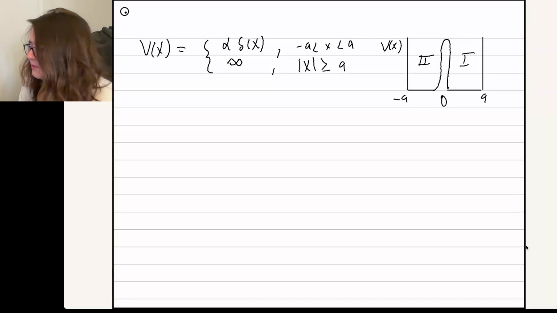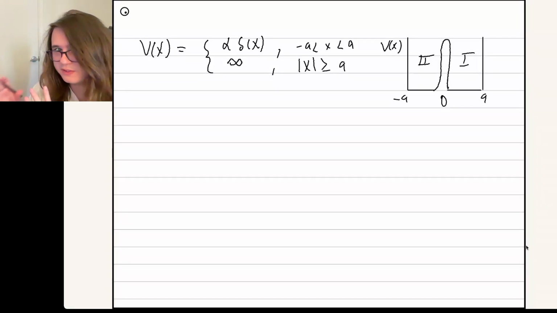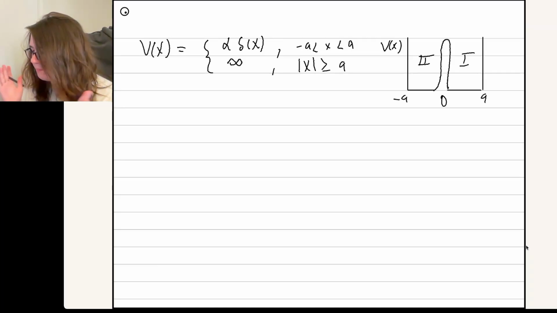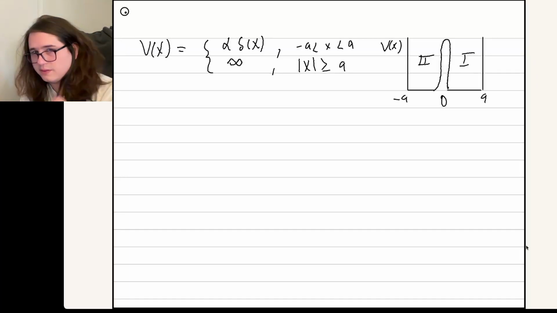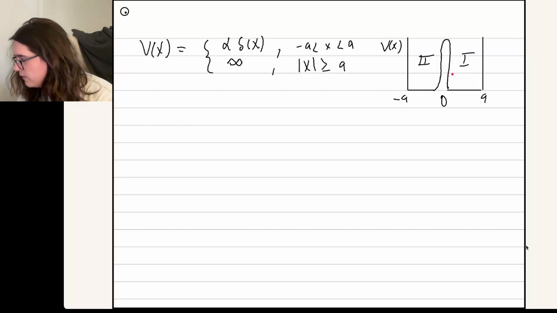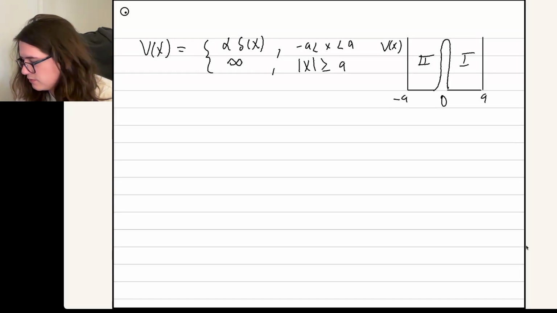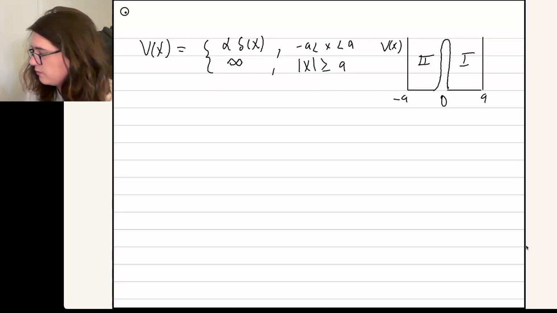Alright, here's the situation. We have a particle in an infinite square well, but there's a delta function potential in the middle. I drew a little cartoon of it here, and labeled regions 1 and 2. We're going to solve the Schrodinger equation for region 1, and then do some other stuff with even and odd wave functions to get the energy eigenvalues for the system.